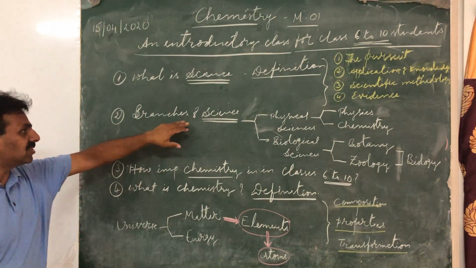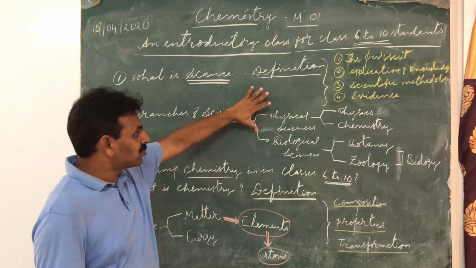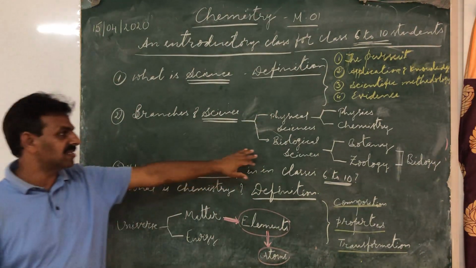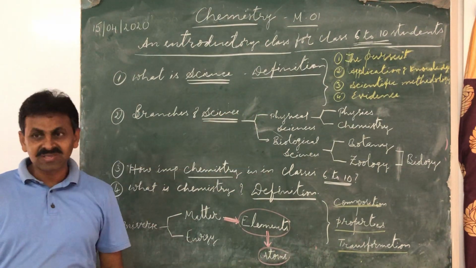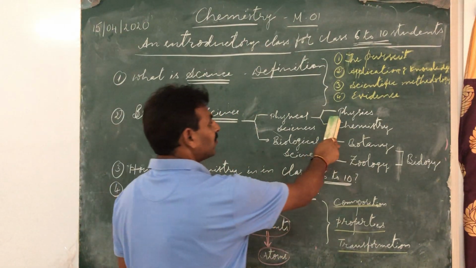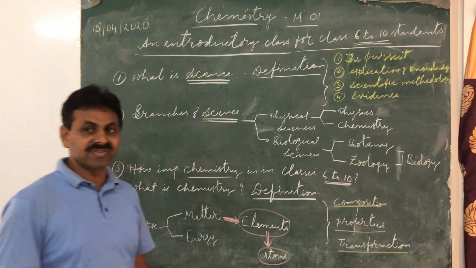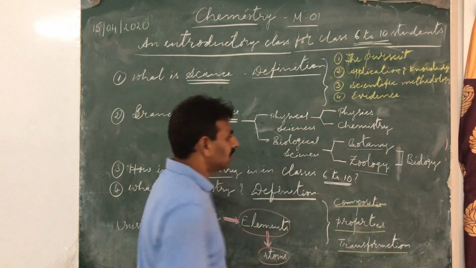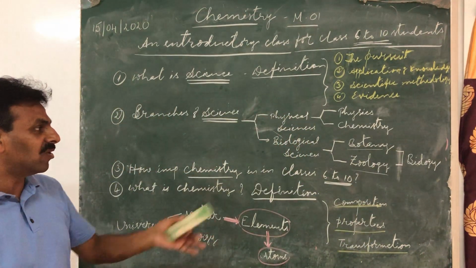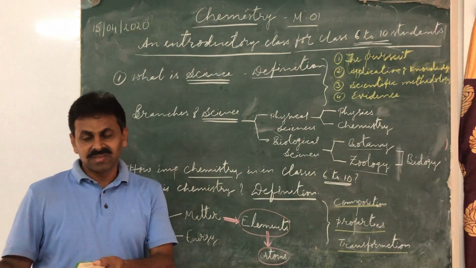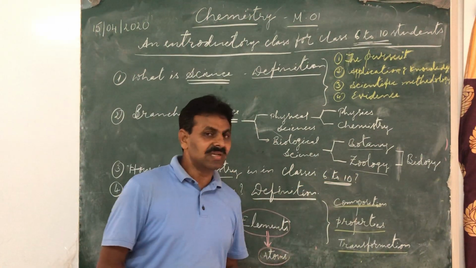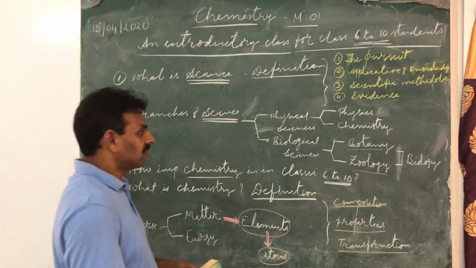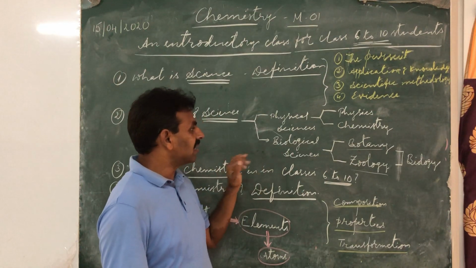Then, branches of science. Science is broadly divided into physical sciences and biological sciences. Physical sciences include physics and chemistry. Biological sciences include botany and zoology. Both botany and zoology together are called biology. Botany deals with plants and zoology deals with animals. These two branches together are called biology, also called biological sciences.